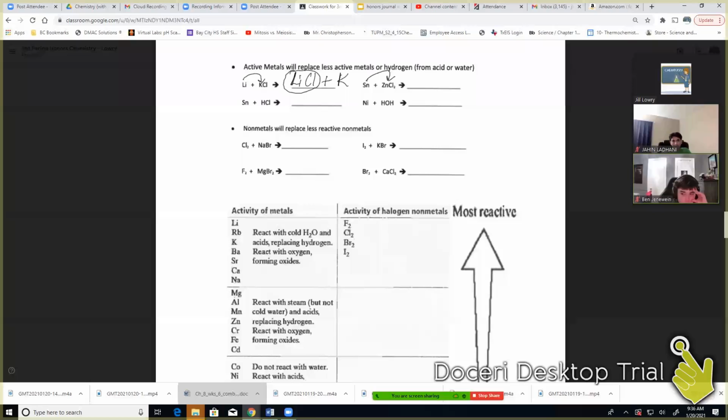So you need to look, is tin, Sn, higher than zinc? No. So you just get to put a nice NR for no reaction. You don't have to write any product. You don't have to balance it.